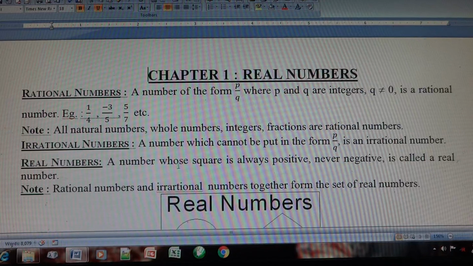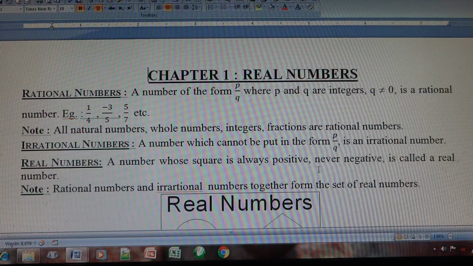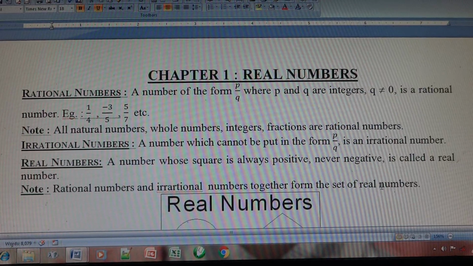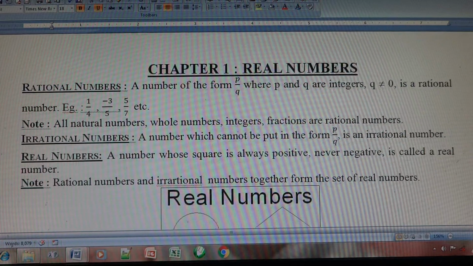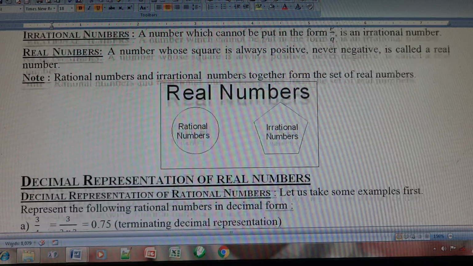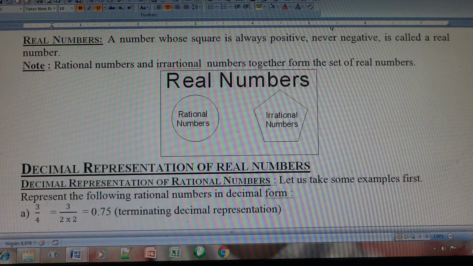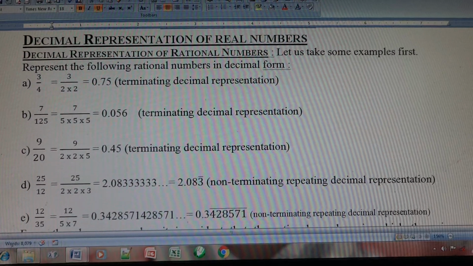Real numbers: a number whose square is always positive, never negative, is called a real number. Note, rational numbers and irrational numbers together form the set of real numbers. Diagrammatically, you can represent real numbers in this form. Now let us take another topic, decimal representation of real numbers.